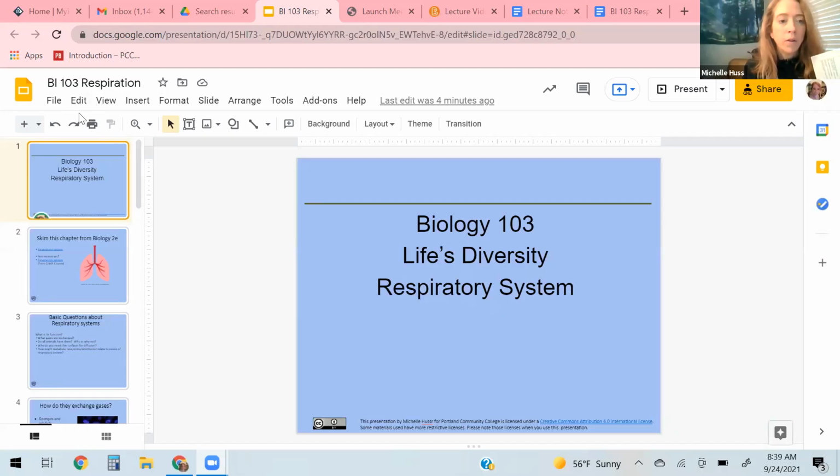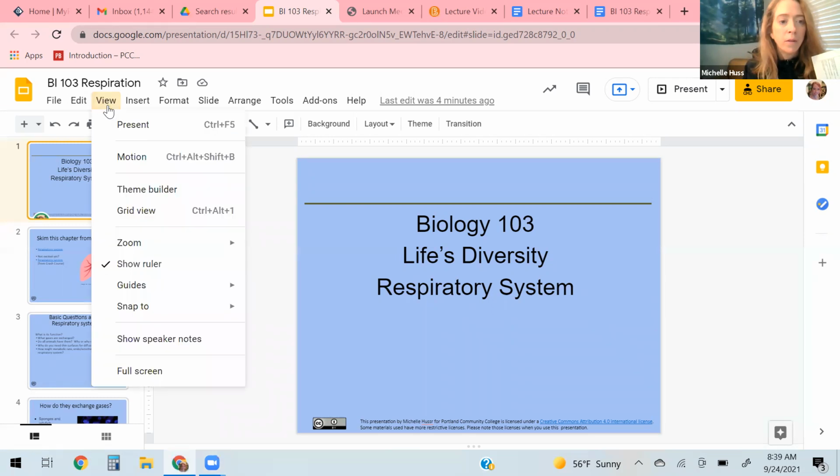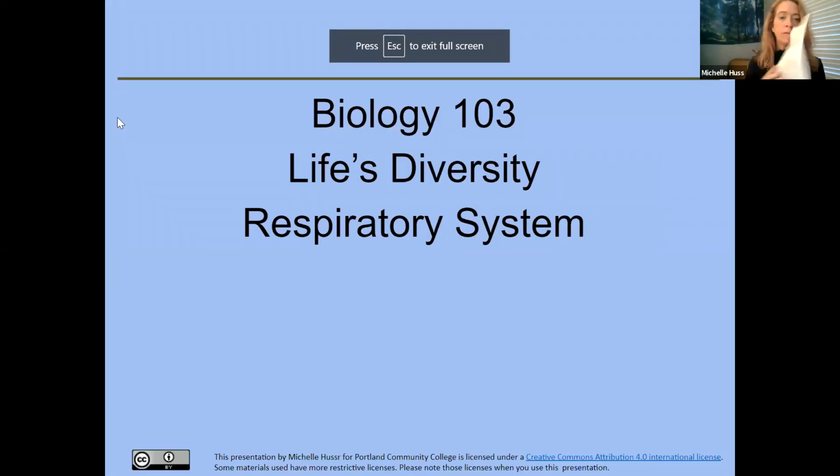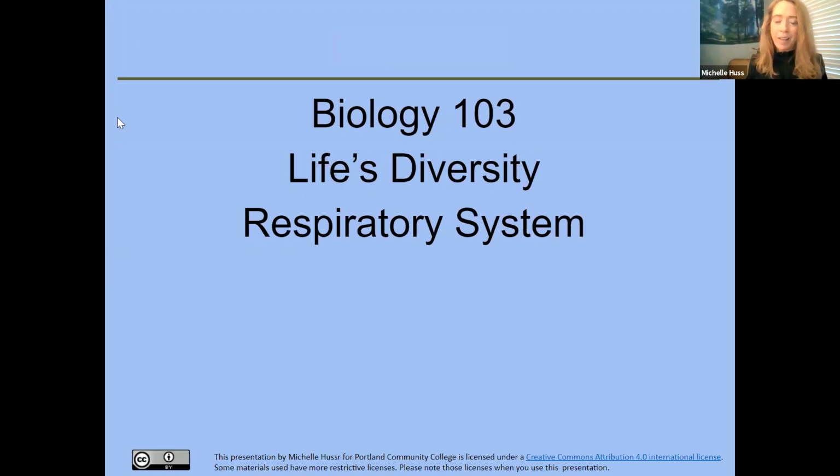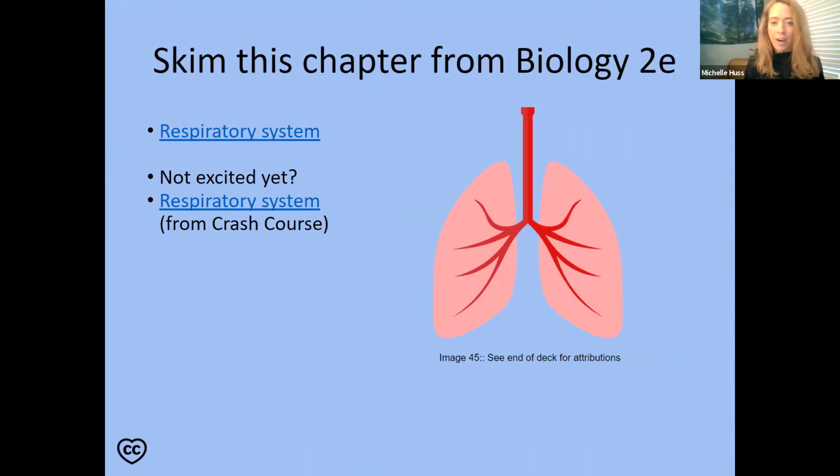I'm going to show the screen and we're going to look at these. So these are the respiratory system slides. Yay, here we go. Cool. Think about the respiratory system. Think about your respiratory system. And what is it for, and what does it do, and why is it here? And there's a little image for you.